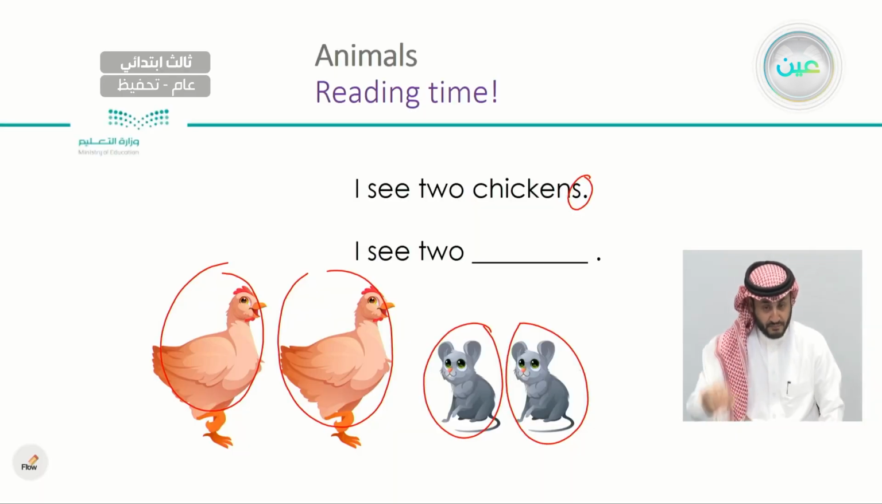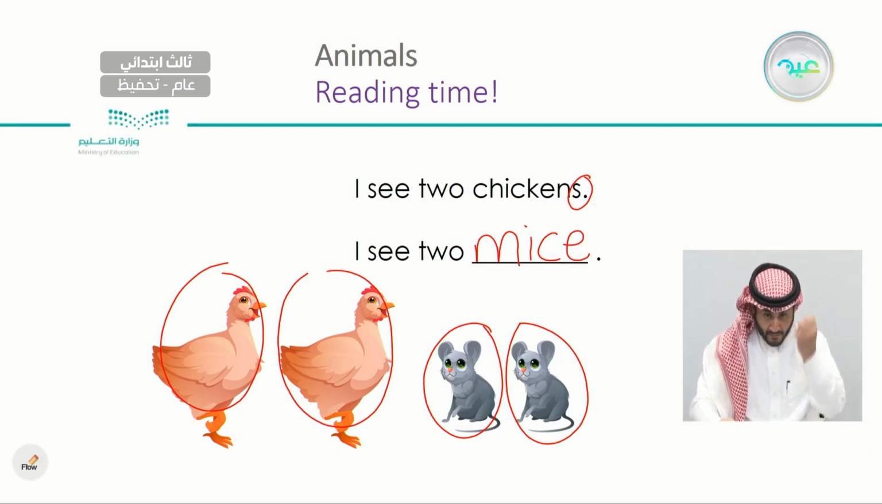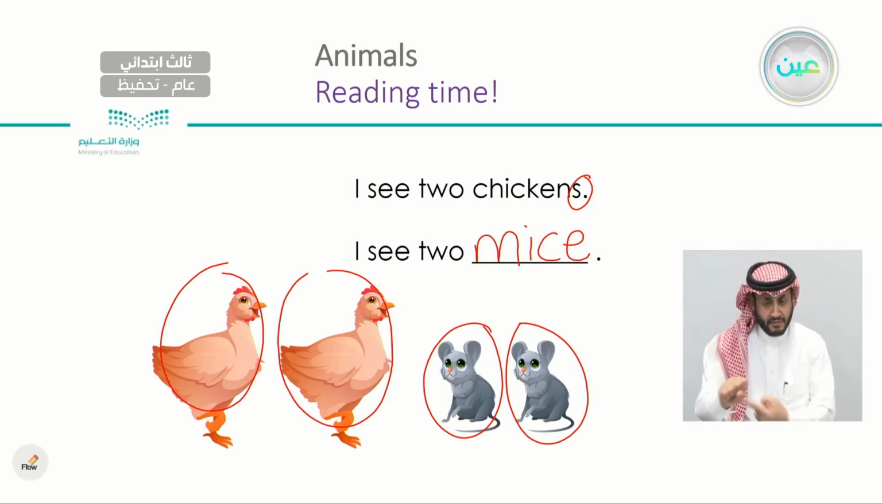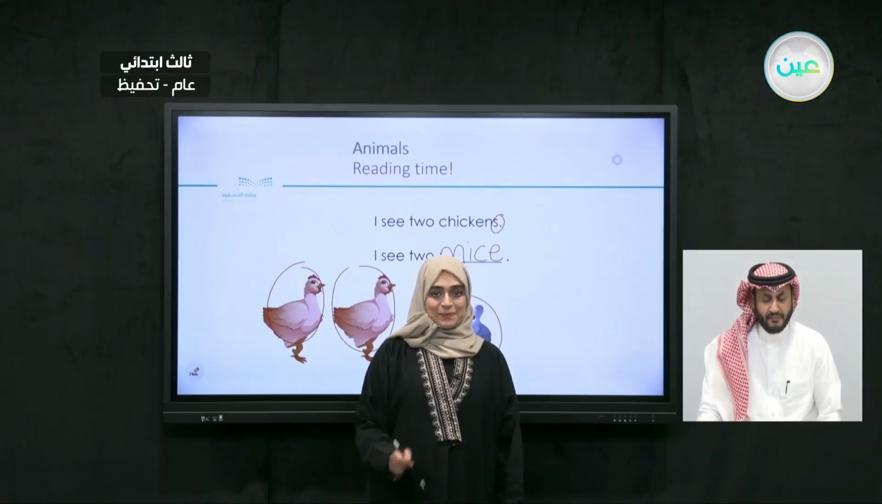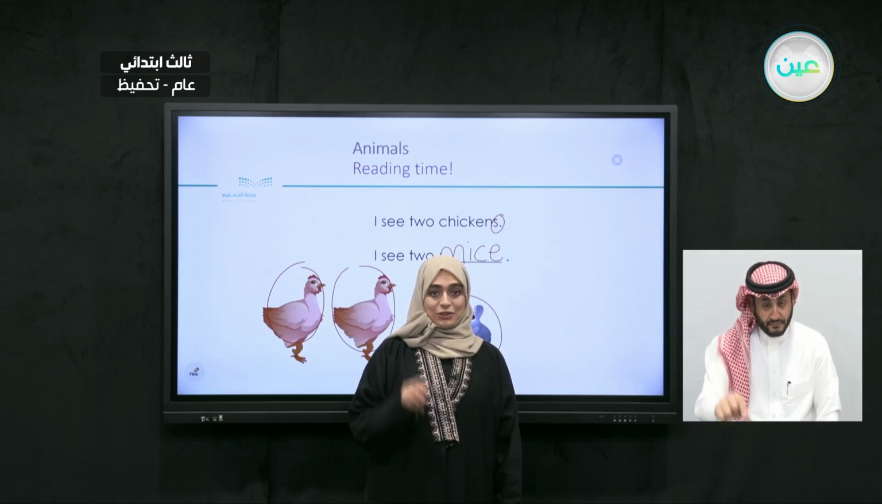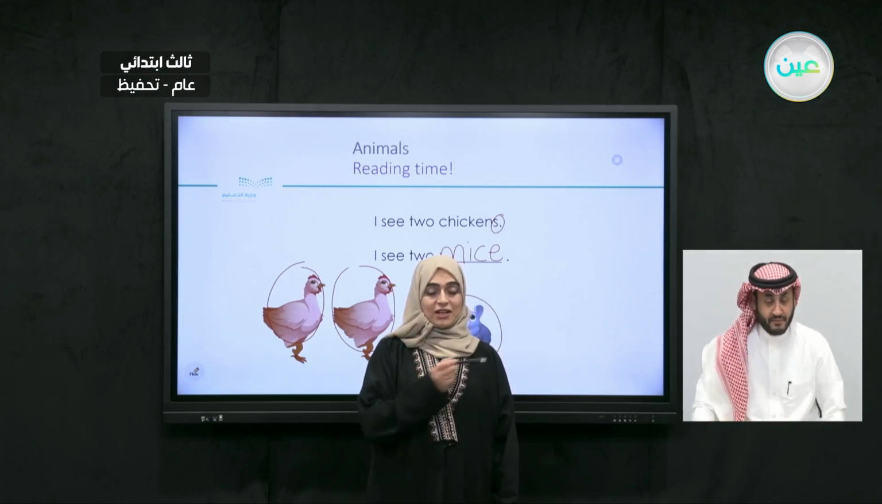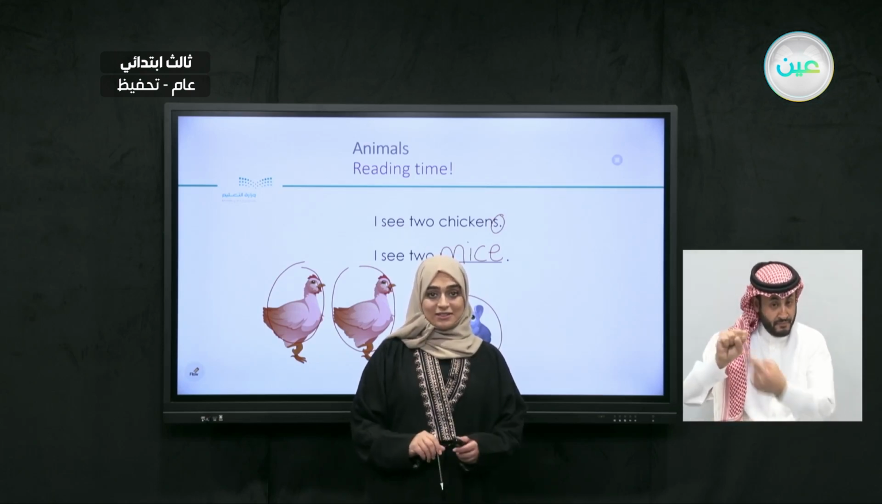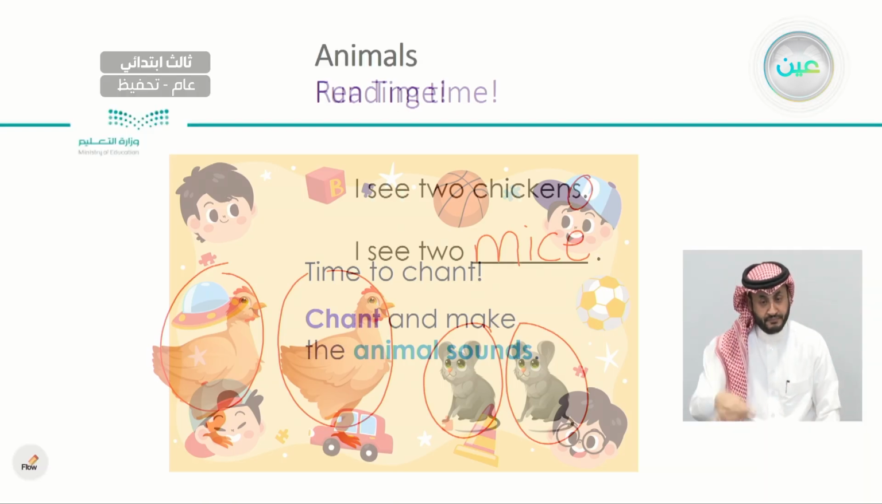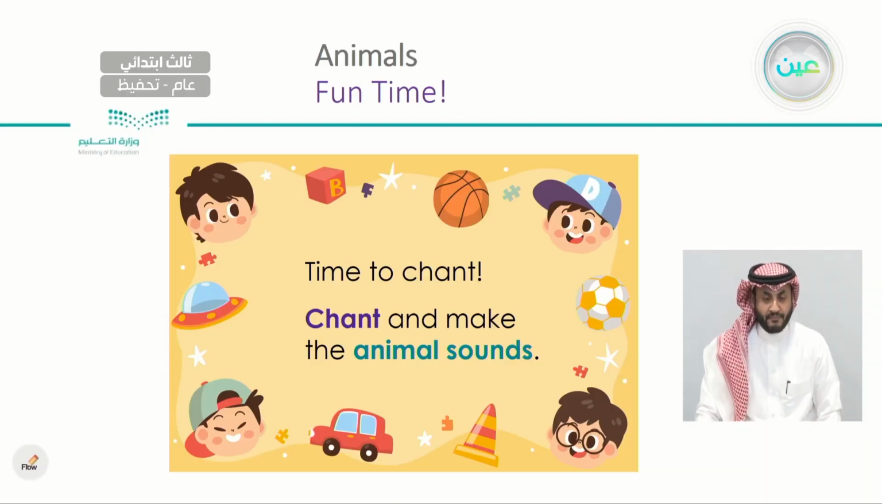Mice. Let's write the word mice together in your notebook. M-I-C-E, mice. What other words did we learn when they become more than 1 and the word changes? Fish. Excellent. We saw 4 fish. And now we have mice. Excellent job. So, it's time to chant, boys and girls.